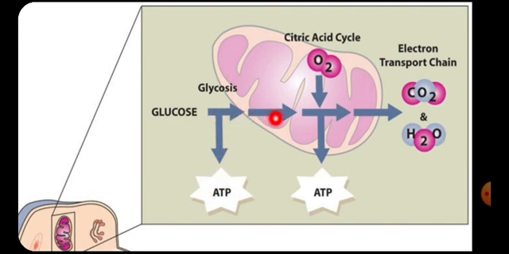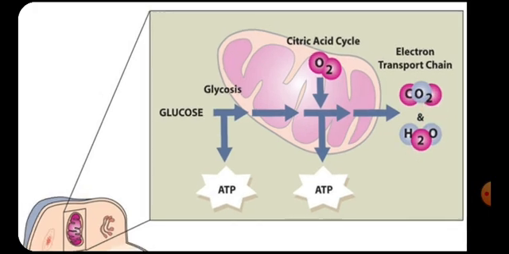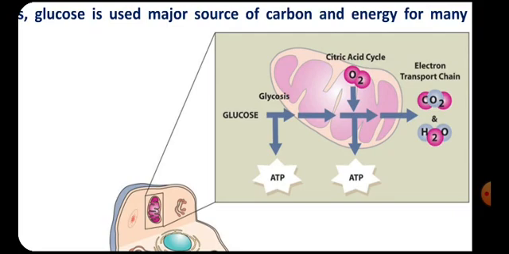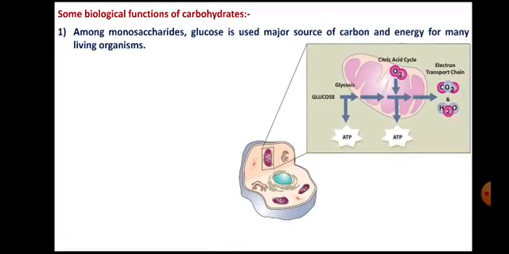Further, the products enter into several pathways that include the citric acid cycle, which also generates a lot of energy, and finally the electrons enter into the electron transport chain, which again leads to generation of a lot of energy in the form of ATP, and finally the compounds are degraded into CO2 and H2O. So that is the importance of glucose, as it serves as a source of carbon and energy.